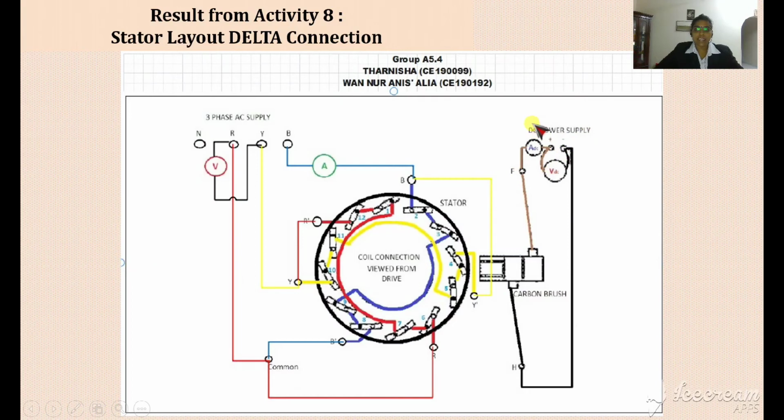So we can see here is the DC power supply. It's connected to the carbon brushes, and we have R, Y, B, and there's a voltmeter connected between R and Y, while there's an ammeter connected between the blue phase and the stator. So these are the connections of the delta, and also we can see that the outgoing of the blue phase is connected to the common 2.